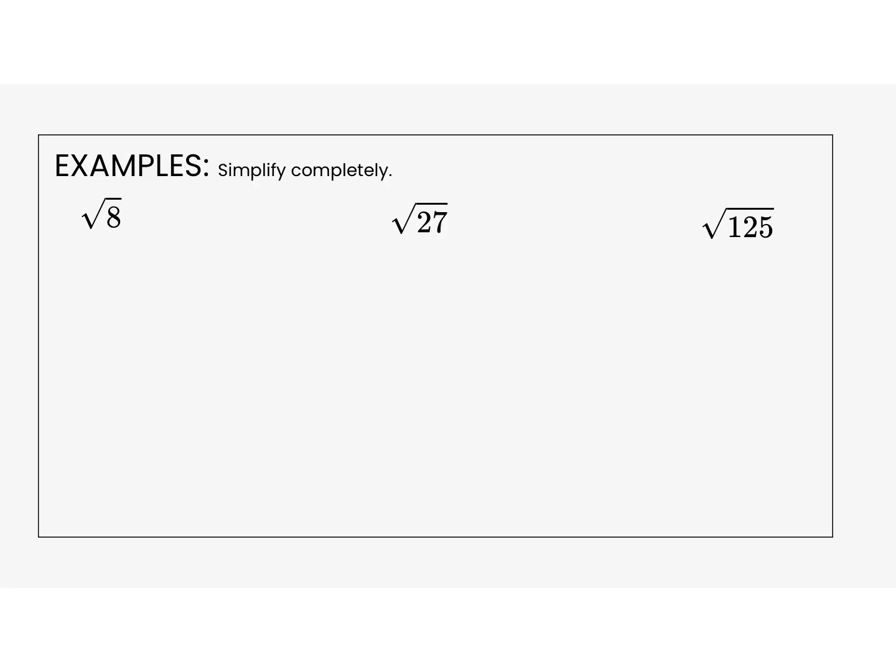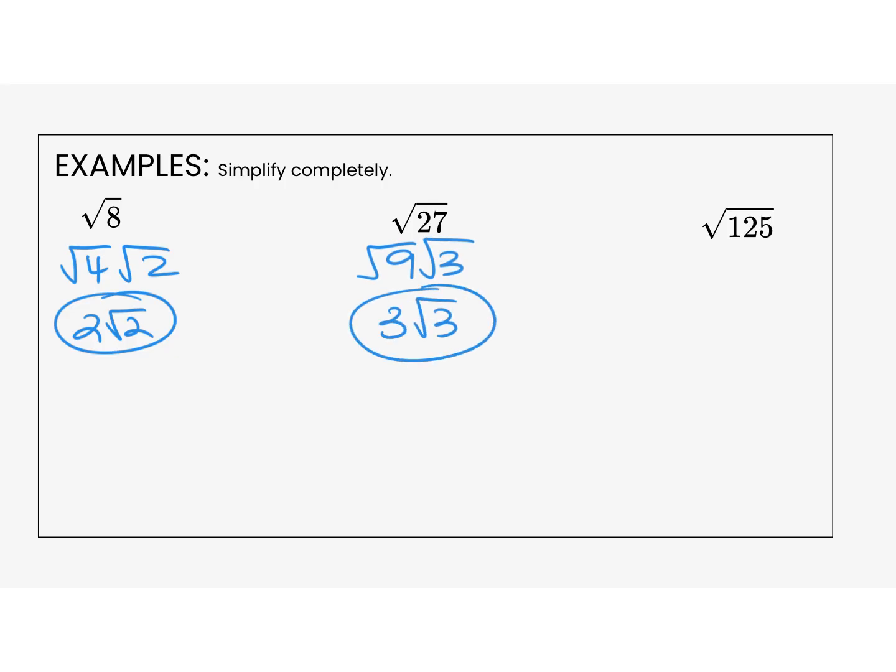Last 3, 8, we can do 4 and 2. So again, 4 is a perfect square, that's 2, so I'm left with 2 root 2. 27 is 9 times 3, so square root of 9 times the square root of 3. That would leave me with 3 root 3. 125 is 25 times 5, so that would be 5 root 5. So that's all this is. It does take practice. I'm not going to say that it's easy, but it is pretty straightforward. And once you get the hang of it, once you do more practice, it will become easier to you.